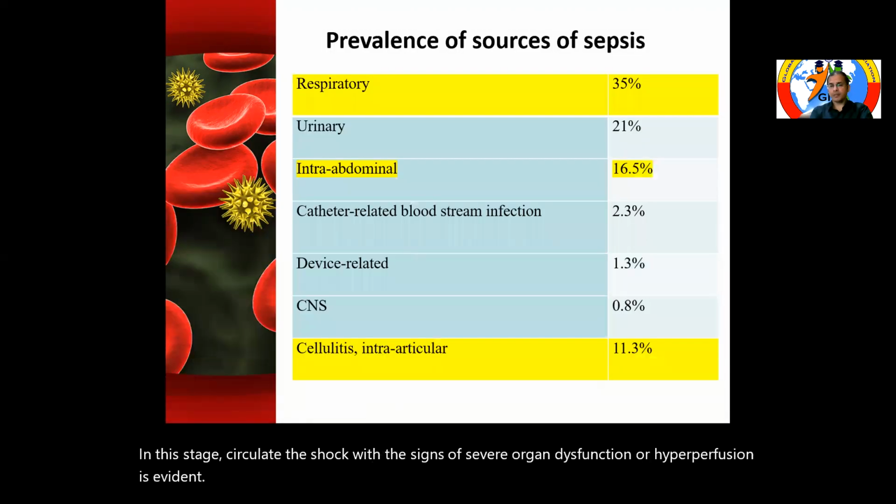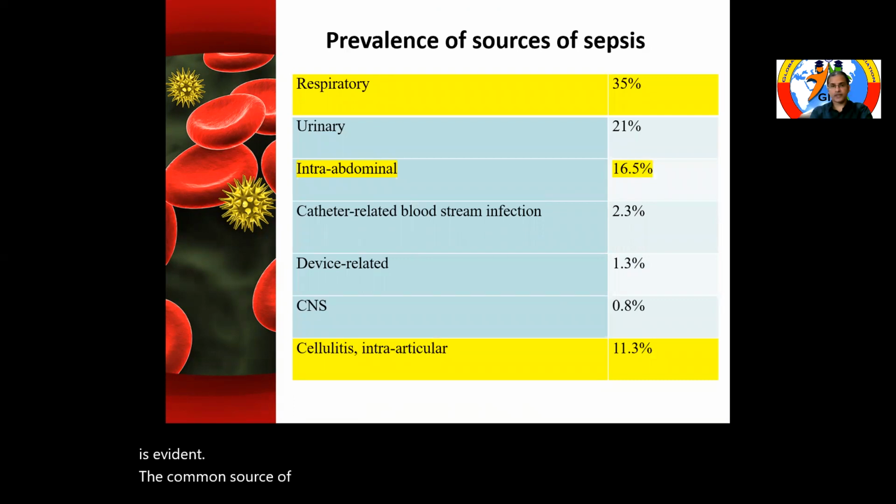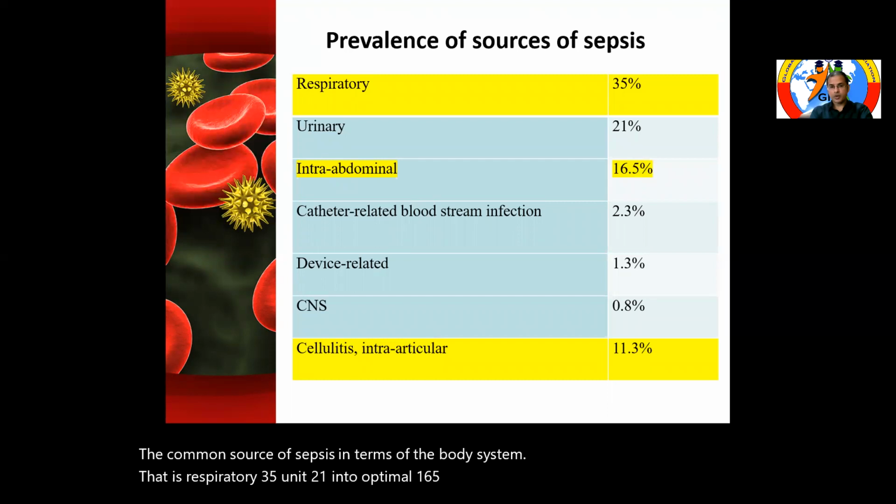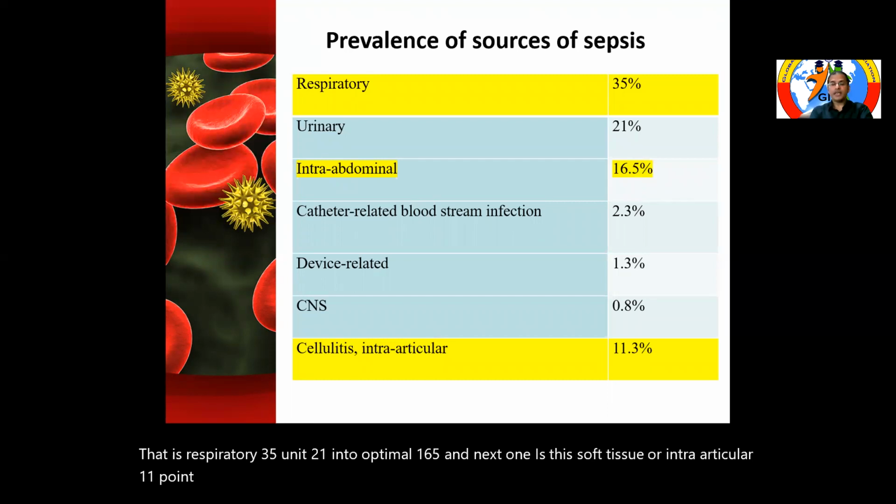The common source of sepsis in terms of the body system: respiratory 35%, urinary 21%, intra-abdominal 16.5%, and next one is soft tissue or intra-articular 11.3%. So this data has been obtained across US, Europe, and Asia in 2014.